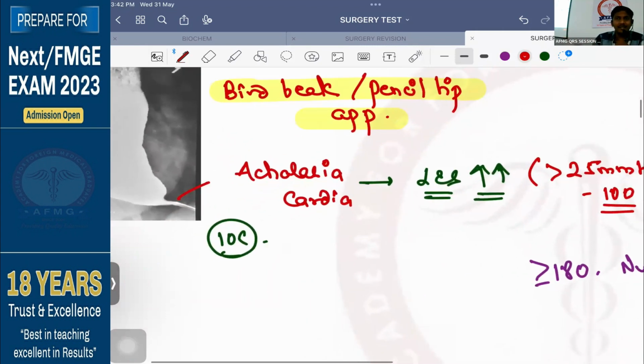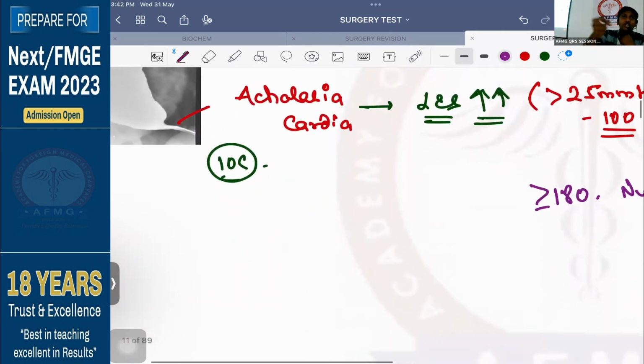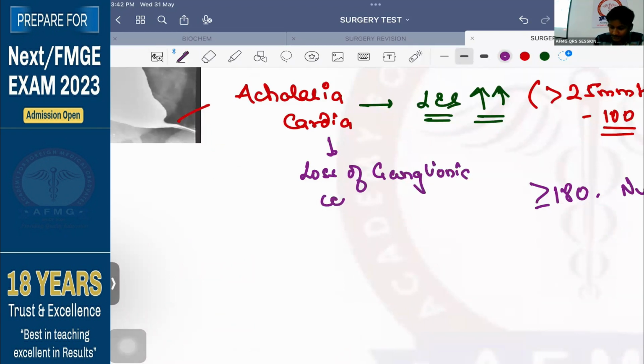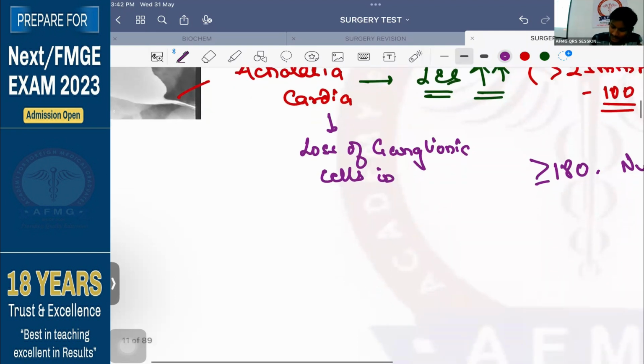The lower esophageal sphincter is high because it is not able to relax. क्यों relax नहीं हो पा रहा? Because there is loss of ganglionic cells. In which plexus? That was the question. In Auerbach's or the myenteric plexus. It is not the Meissner's plexus, so don't get confused. So it is loss of ganglionic cells in the Auerbach's or the myenteric plexus of the GIT.